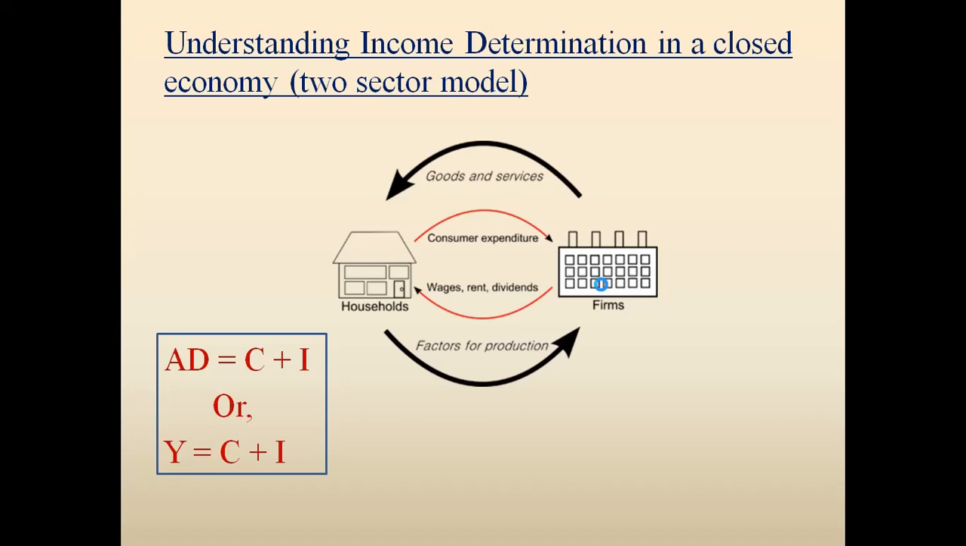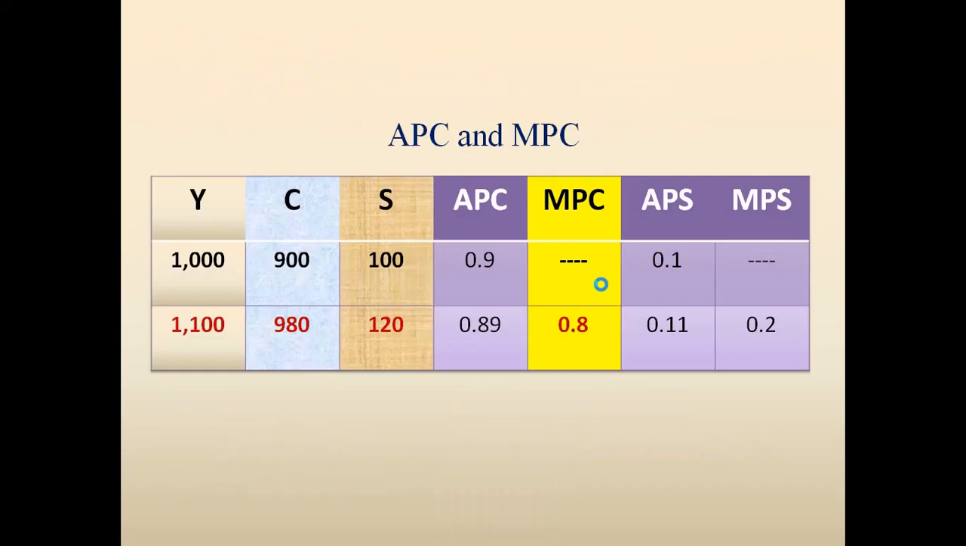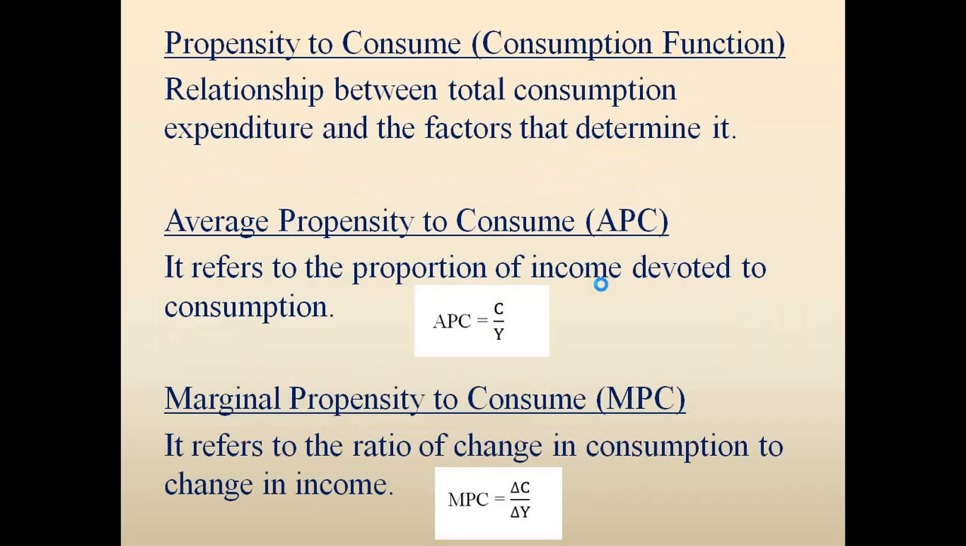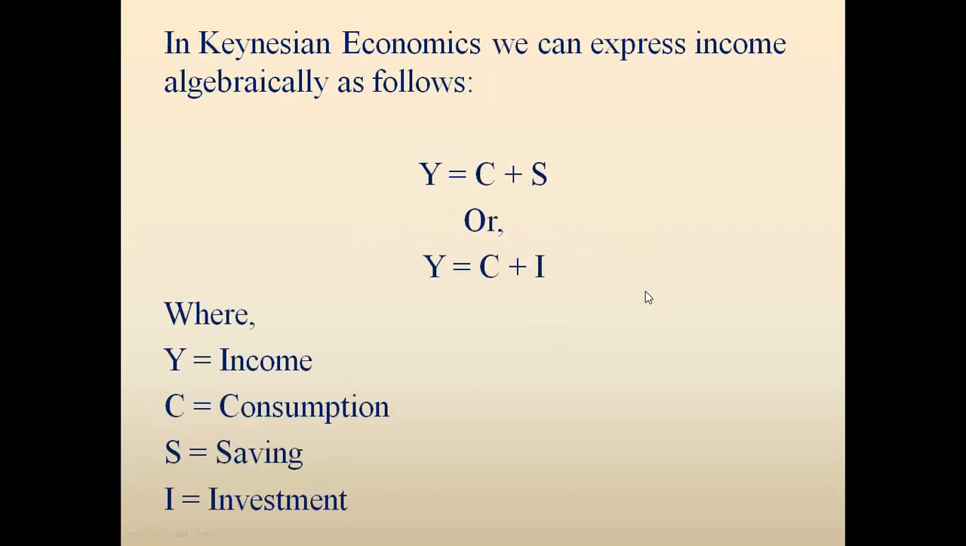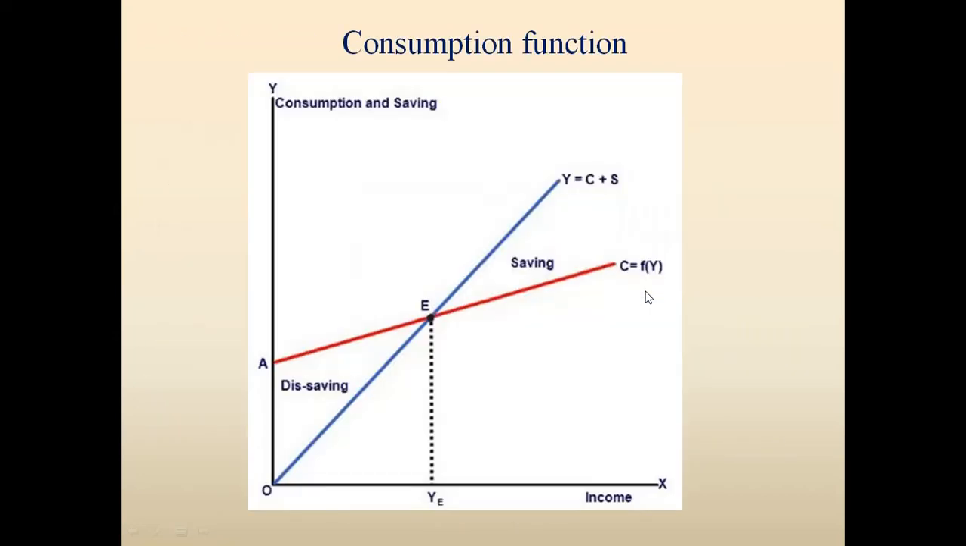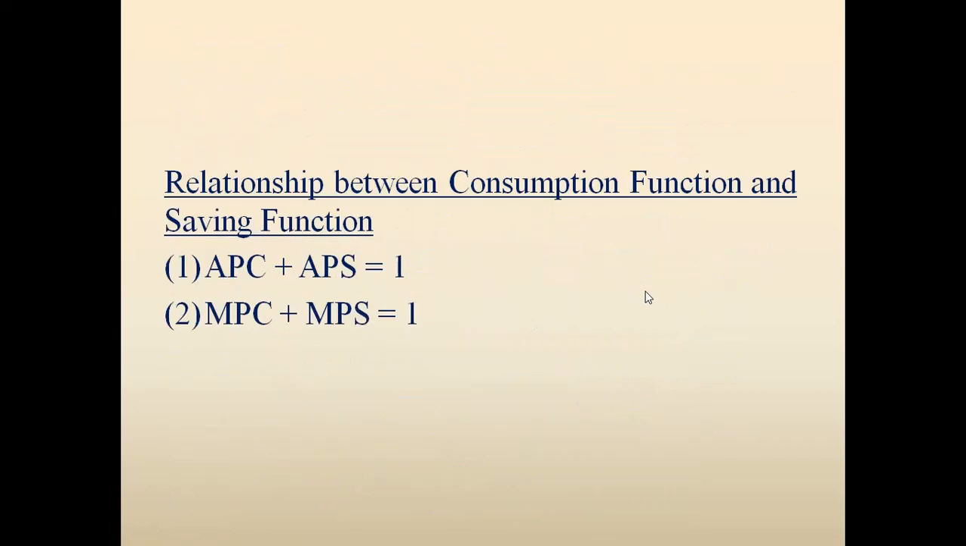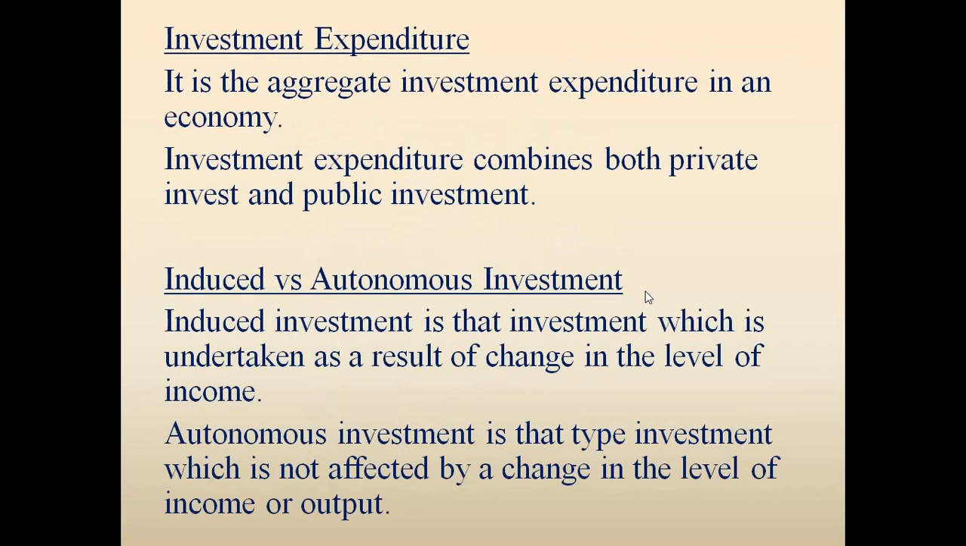we will discuss the working of the economy in the 2-sector model only. In a 2-sector model we have households and firms. So households make consumption and they make savings as well, isn't it? But the firms make investment. So that is your investment expenditure.